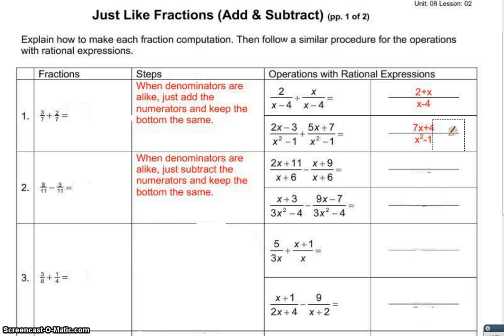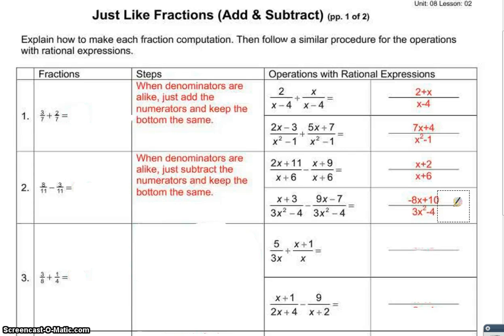So using the same concept, now we're just going to subtract. I have 2x plus 11 over x plus 6 minus x plus 9 over x plus 6. The denominator stays the same, and when I combine like terms, I get x plus 2 over x plus 6. Same thing on the next one, but the denominator is going to stay 3x squared minus 4, and when I combine like terms, I end up with negative 8x plus 10 over 3x squared minus 4.